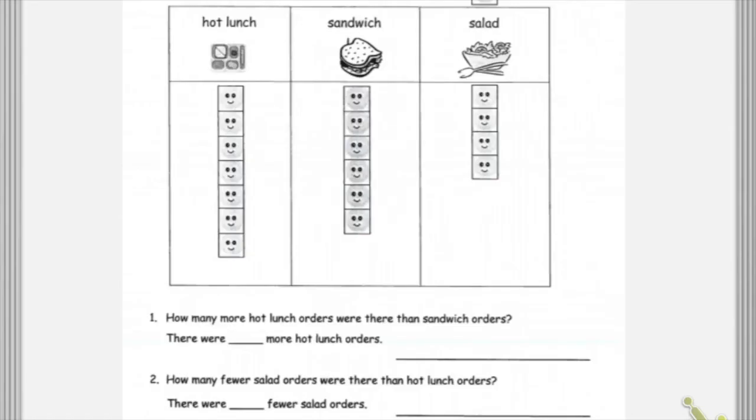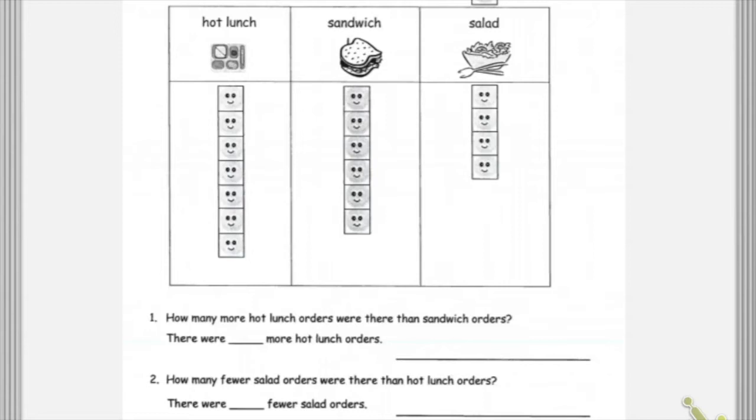We're still on week 2, day 7, lesson 7. Looking at this, we are going to be looking at graphs. We're going to be answering questions that go with a graph. This is talking about school lunch orders. There's hot lunch, sandwiches, and salad. And we know that each smiley face is just one student.